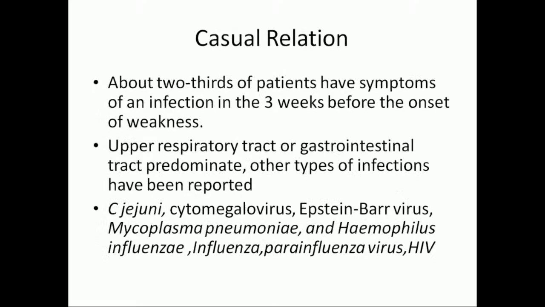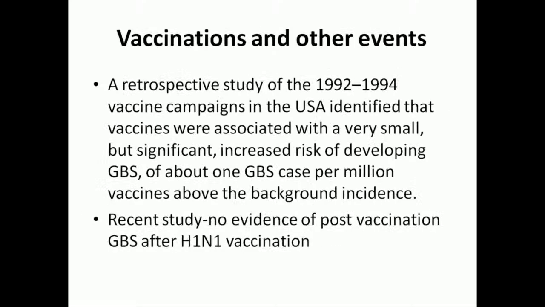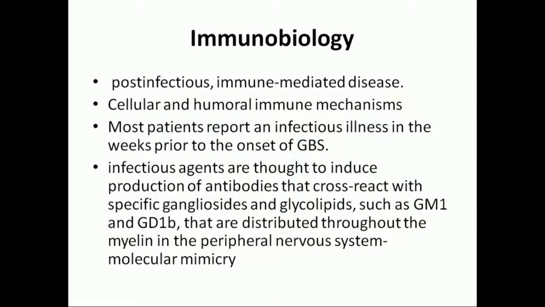So there has been no direct cause found as far as GBS is concerned, but in 2/3 of cases there is either an upper respiratory tract or lower respiratory tract infection preceding the onset of GBS. And the organisms which are implicated are C. jejuni, cytomegalovirus, Epstein-Barr, mycoplasma, Haemophilus influenzae, influenza, parainfluenza, and HIV. Sometimes a vaccine may be associated with a case of GBS, but it's very rare.